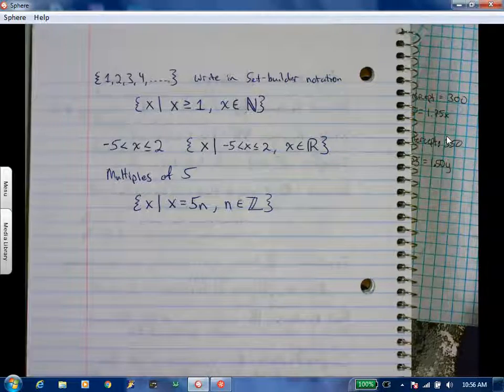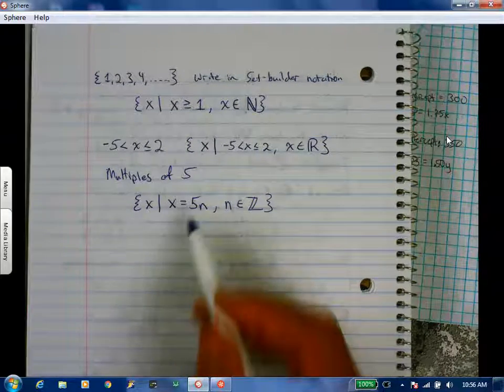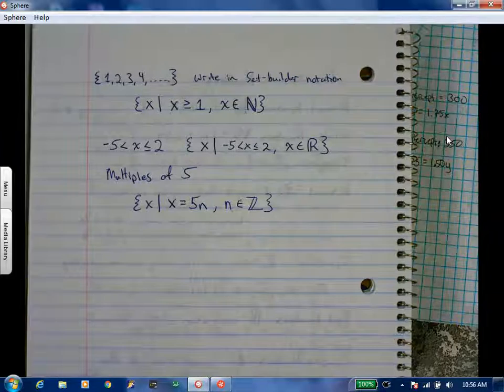Okay, so the restrictions will go off the value of n. So x equals 5 times something. But n has to be an integer, n has to be the number line number. So if I say n is 4, what's 5 times 4? 20. Is 20 a multiple of 5? If I go 20, what's 5 times 20? Is 100 a multiple of 5?